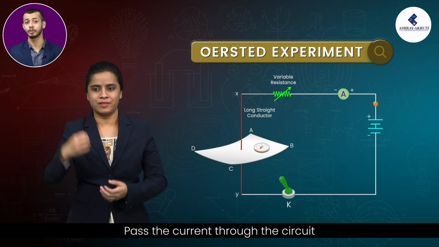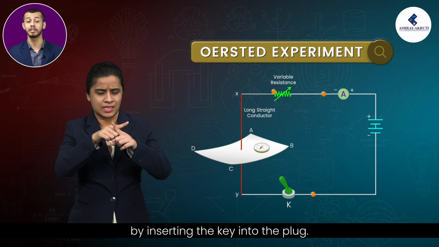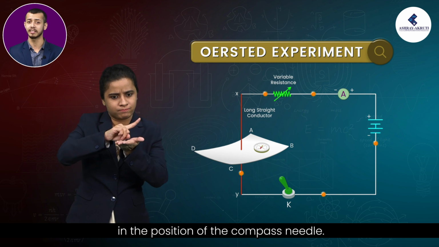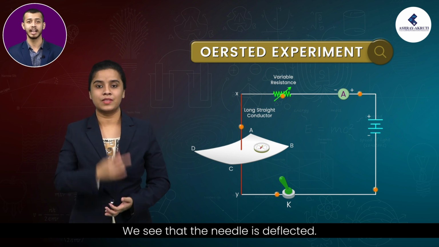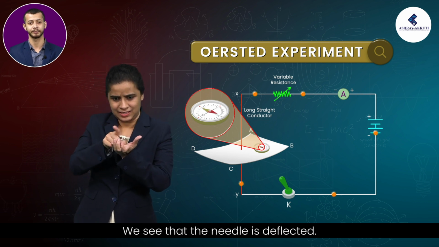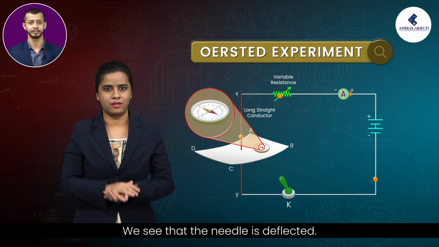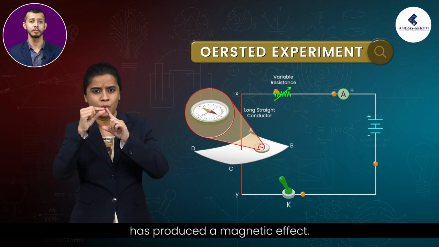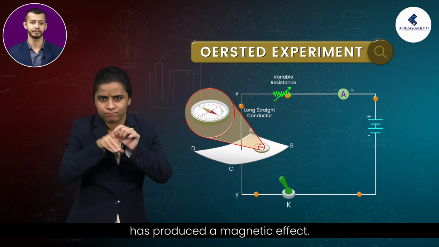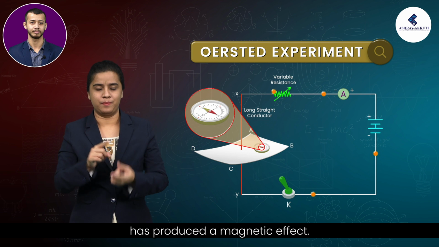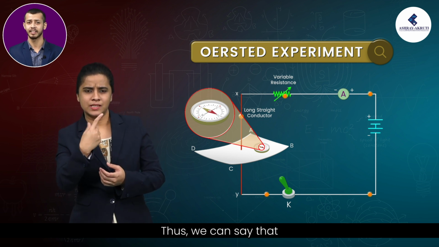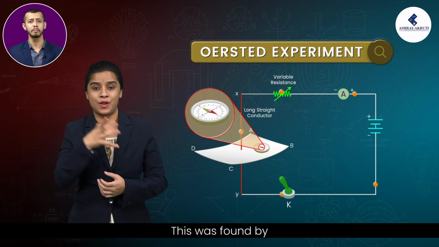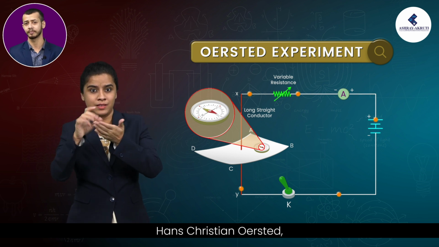Pass the current through the circuit by inserting the key into the plug. Observe the change in the position of the compass needle. We see that the needle is deflected. It means that the electric current passing through the copper wire has produced a magnetic effect. Thus, we can say that electricity and magnetism are linked to each other. This was found by Hans Christian Oersted.